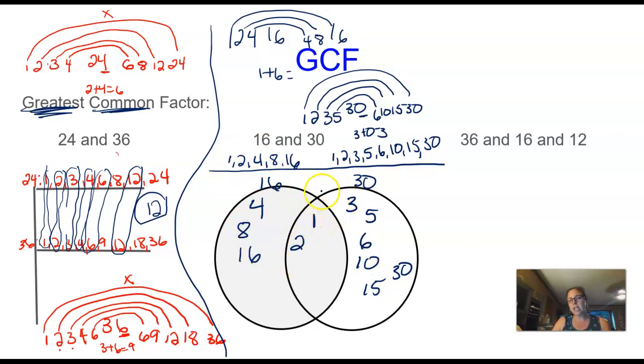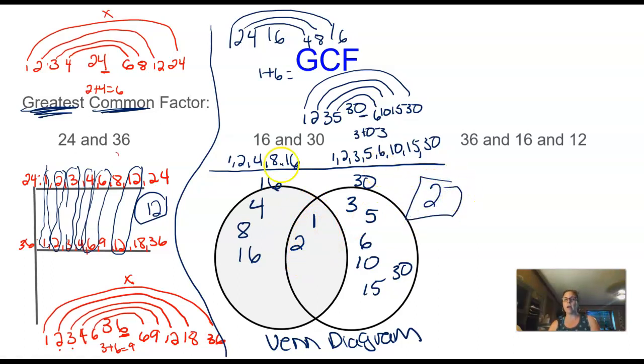So these circles represent what they have. This is all of 16. This is all of 30. This is called a Venn diagram. Okay, so what they have in common is 1 and 2. What is our largest number? The number 2. That's going to be our greatest common factor of 16 and 30. Okay, make sure you can pause this and write it.